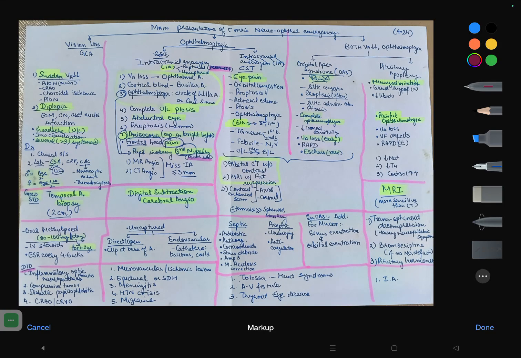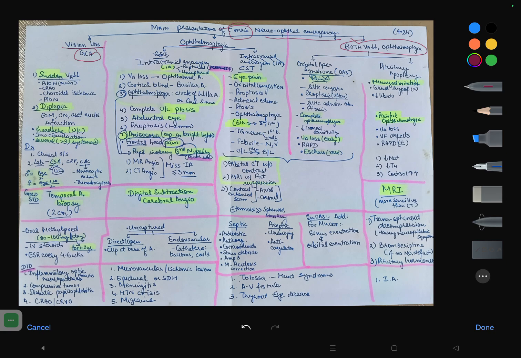So we will today go through the neuro-ophthalmic emergencies. There are five main neuro-ophthalmic emergencies, and they can present with only visual loss, ophthalmoplegia, or both vision loss and ophthalmoplegia. If it's just a vision loss, we have to think about giant cell arteritis. If it's ophthalmoplegia, we have to think of intracranial aneurysm, which can be ruptured or unruptured, or we have to think about cavernous sinus thrombosis.